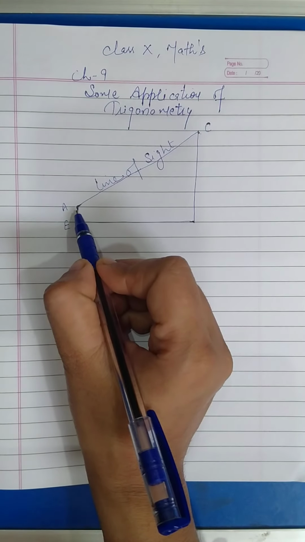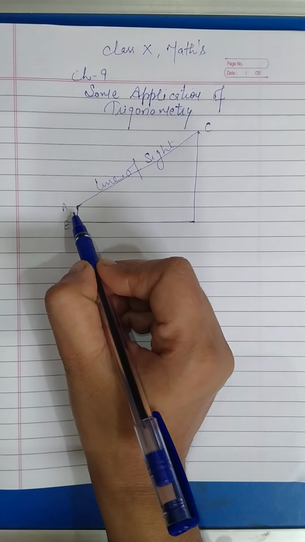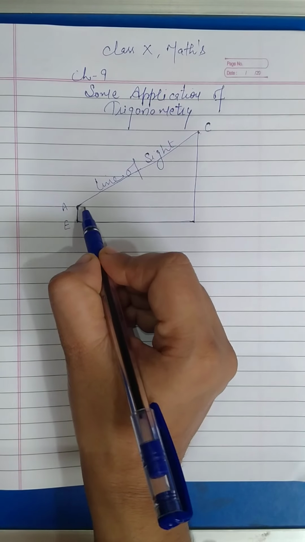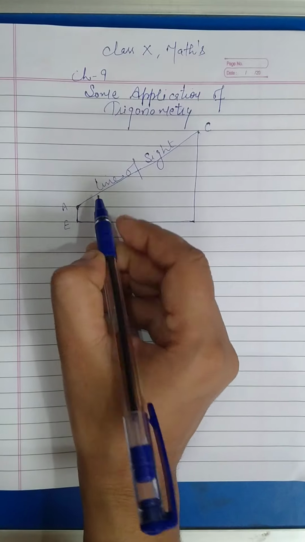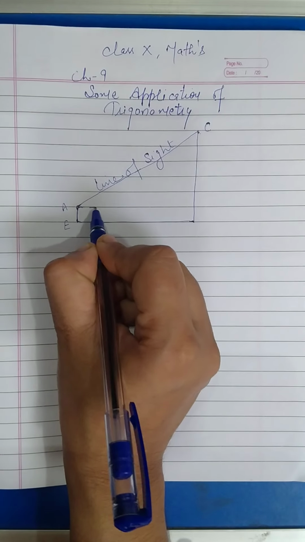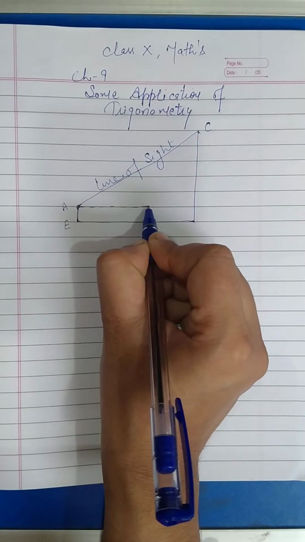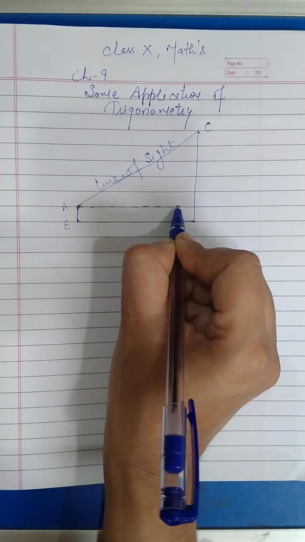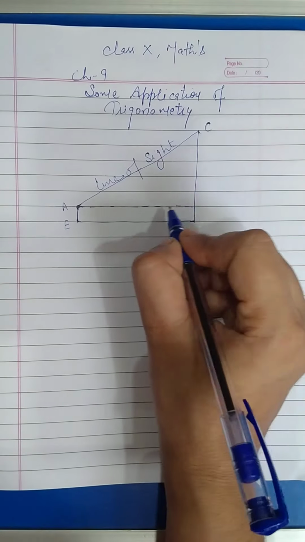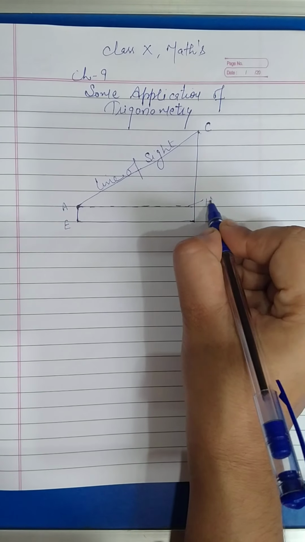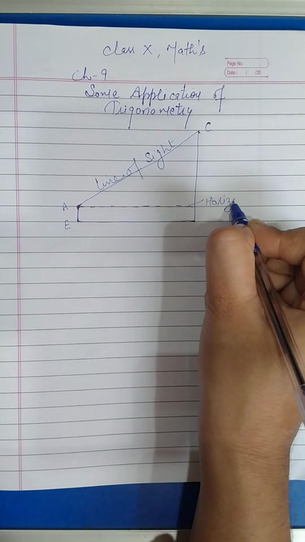But you have to create the horizontal level of the eye. Now this is the eye position. It means the person's horizontal level. If a person is looking straight, this is the horizontal level of the eyes. So this line is known as the horizontal level.